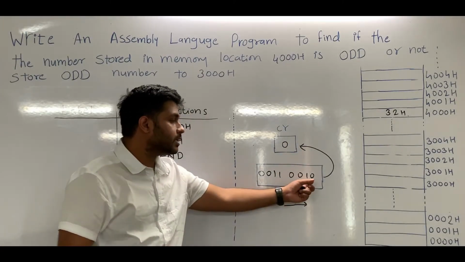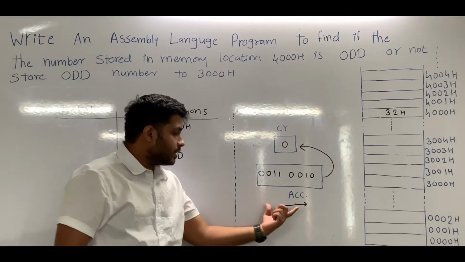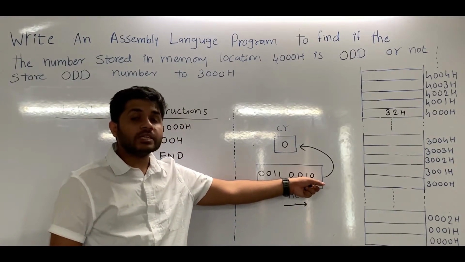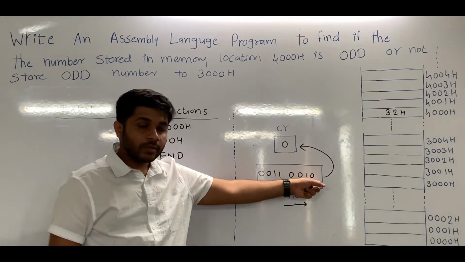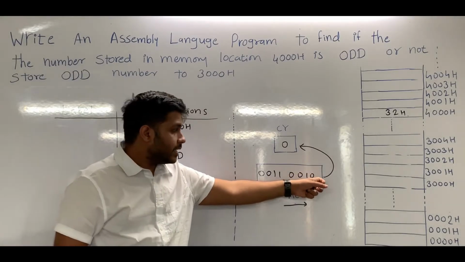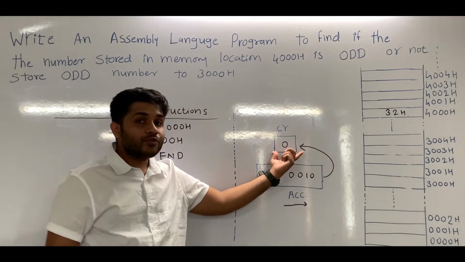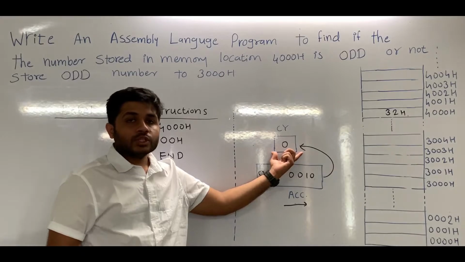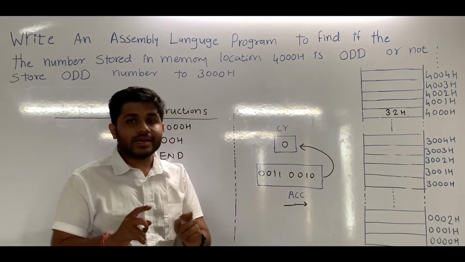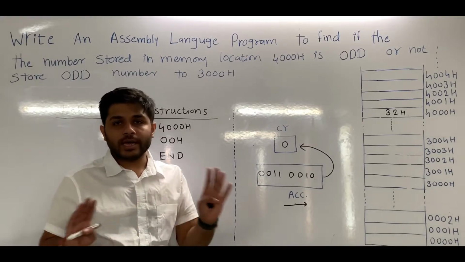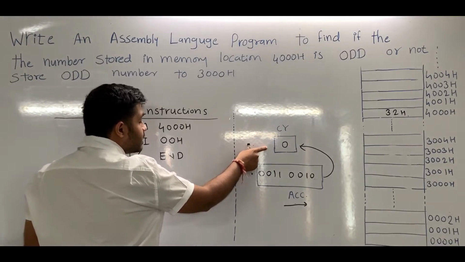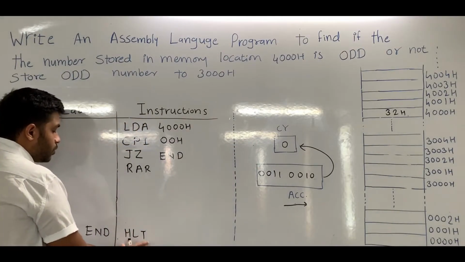Now you can clearly see that if in the content of accumulator the LSB is 0, it means the number is even. Okay? So when we have the even number, in that case the carry will be 0. So when the carry is 0, it means the number is even. And when the number is even, in that case we are not asked to do anything. So when the carry flag is 0, in that case we will jump to end.